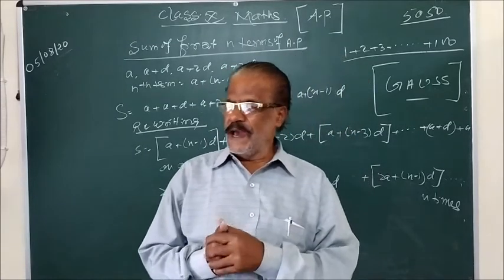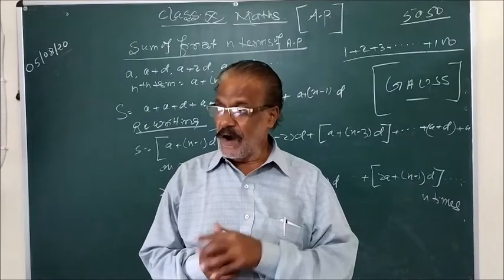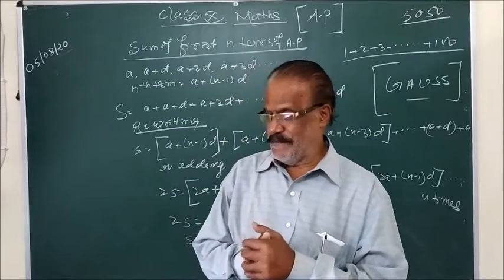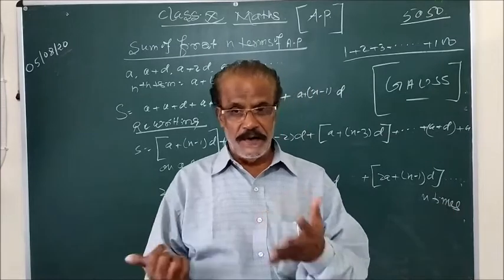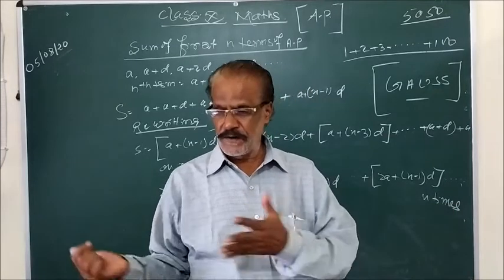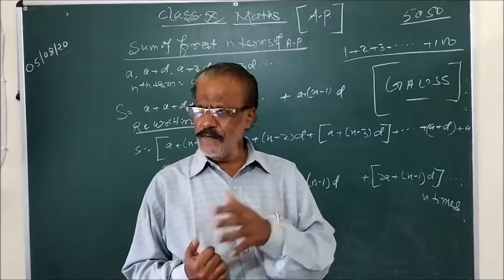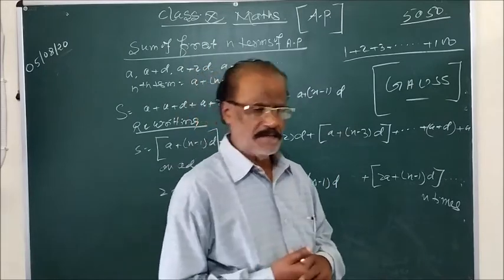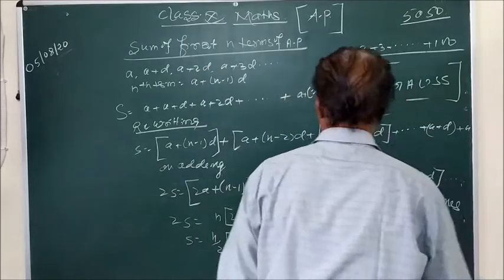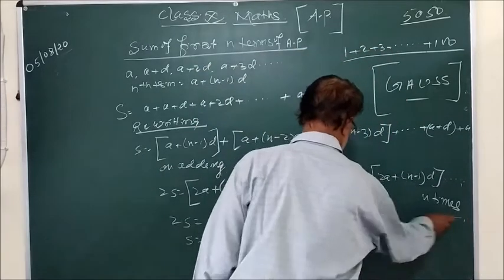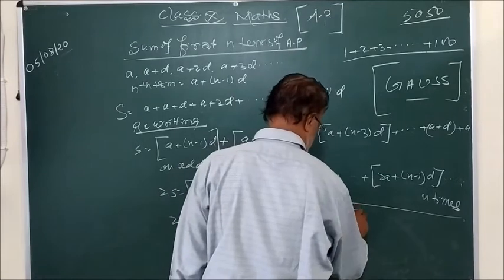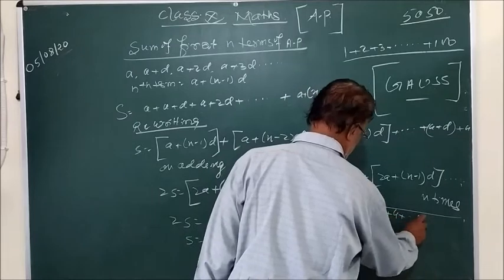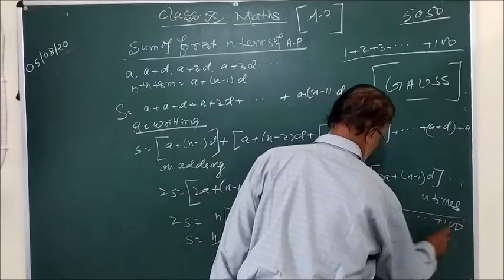And the teacher asked him, how did you get this answer? Because we have not taught this chapter. How have you found this correct solution? He said, sir, I have written 1 plus 2 plus 3 plus 4 plus dash dash up to 100.